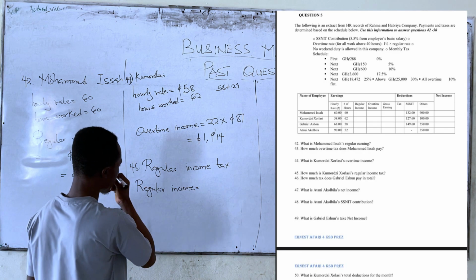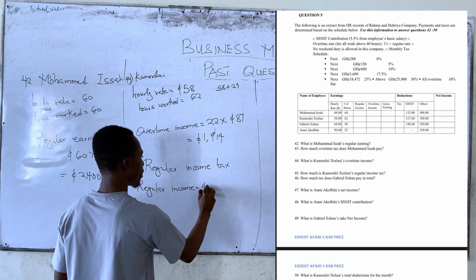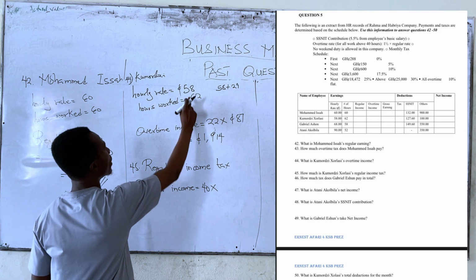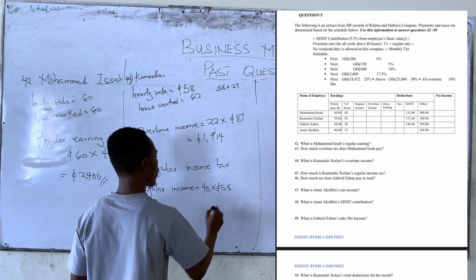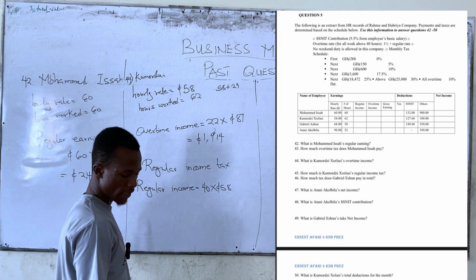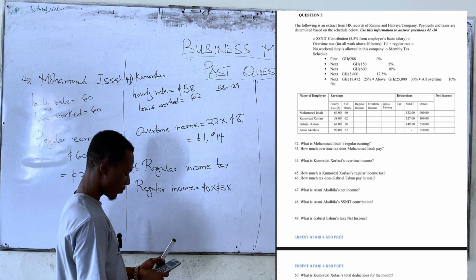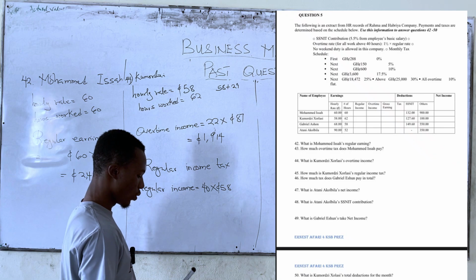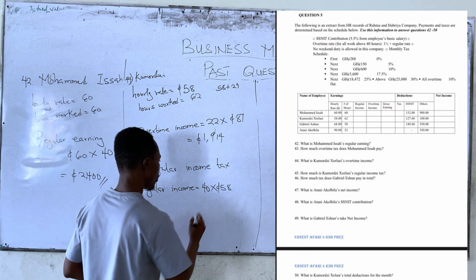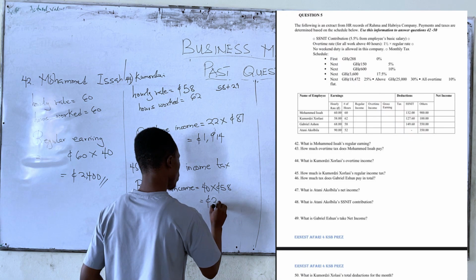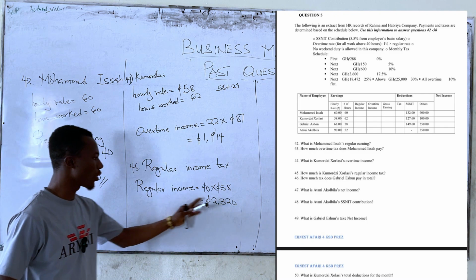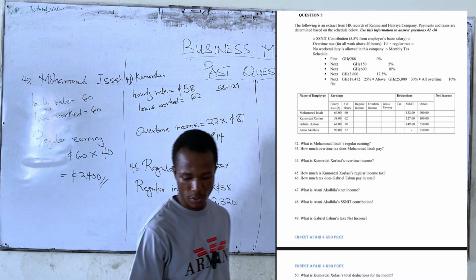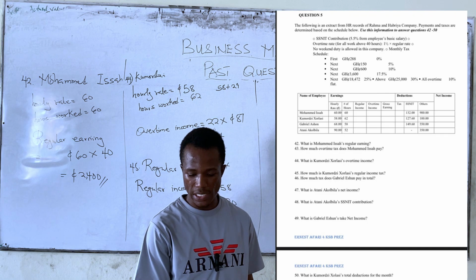The regular income is equal to 40 times the hourly rate, which is 58. So 40 times 58 gives you 2,320. That is your regular income. Let's check from the question if allowances were given.